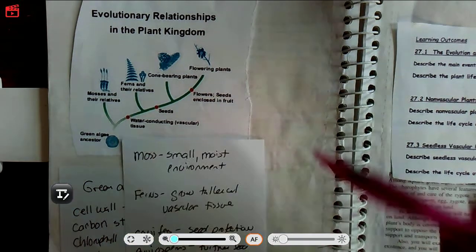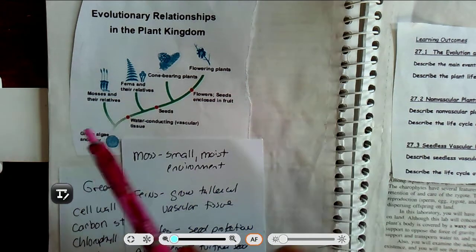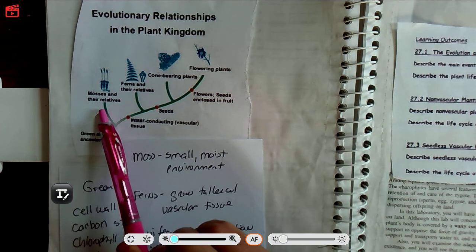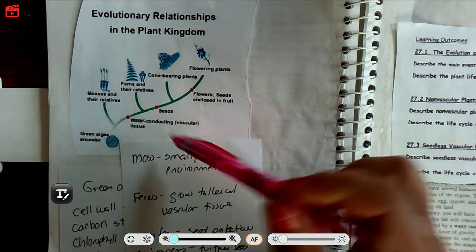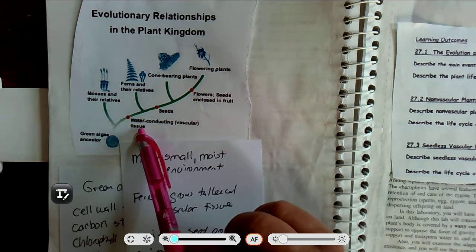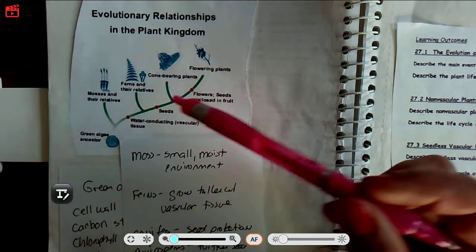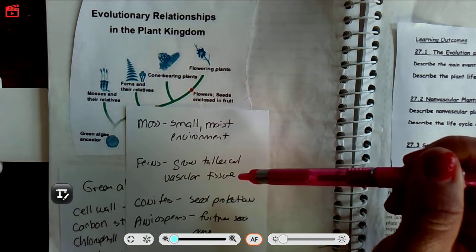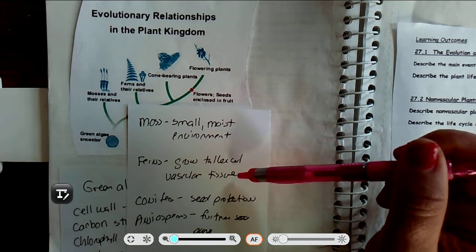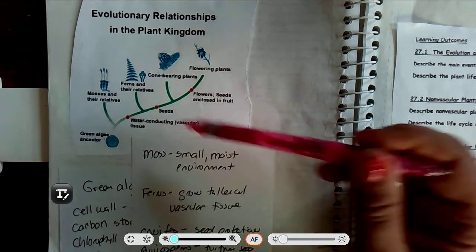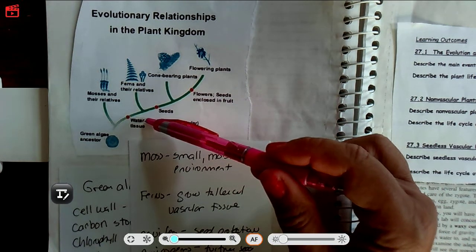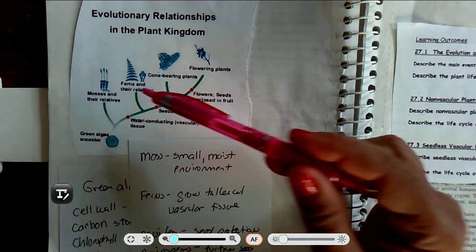So again, the most primitive of the plant groups are the mosses. They grow low to the ground and in a moist environment. With the evolution of vascular tissue, the ferns can grow a lot taller because vascular tissue, as we will learn, gives structural support as well as a means of getting water from the roots up to the top part of the plant.